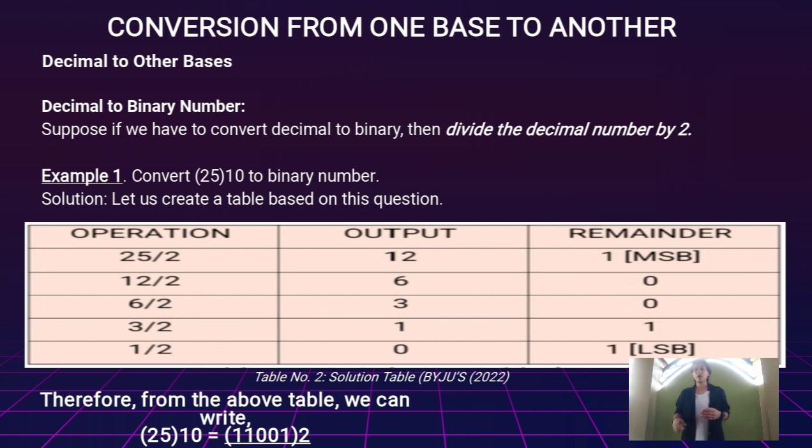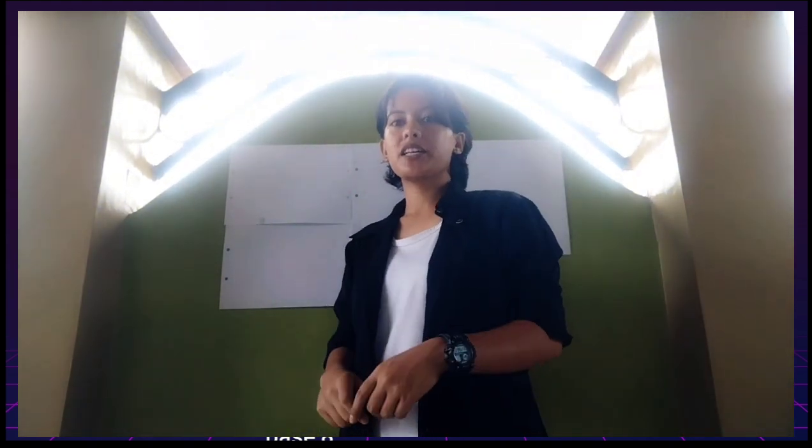11001 with a base of 2. So that's how we convert the decimal into a binary number. Again, let's always remember that we should start first with the least significant bit up to the most significant bit. So we write 11001 to the base of 2. So that's our answer.